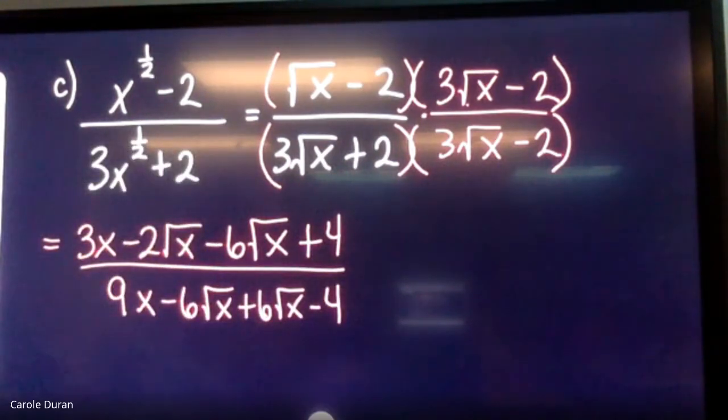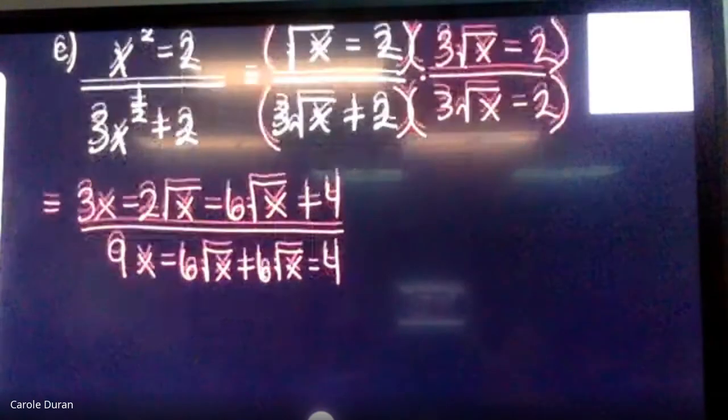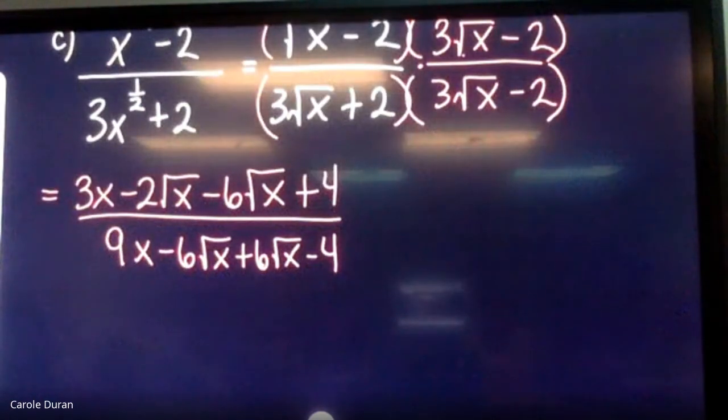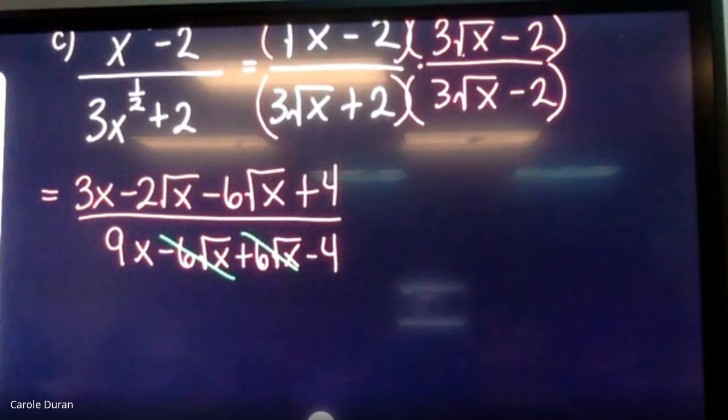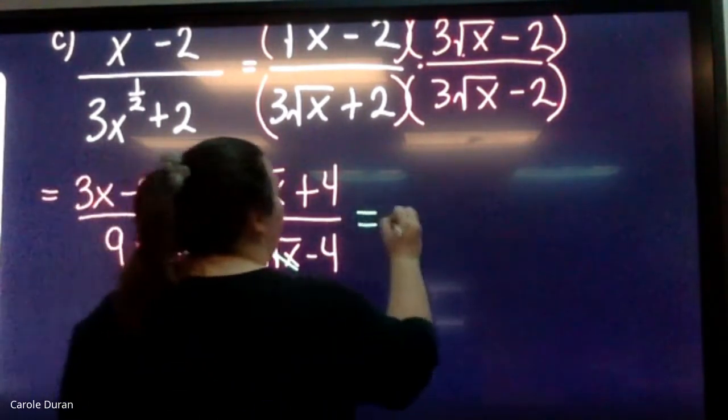Can you cancel numbers out, like these two? Yes, they will. Okay, so from here, I look to simplify. I automatically recognize that these two cancel in the denominator, which is why I multiplied by that conjugate, because I knew it would happen. So my denominator becomes 9x minus 4.